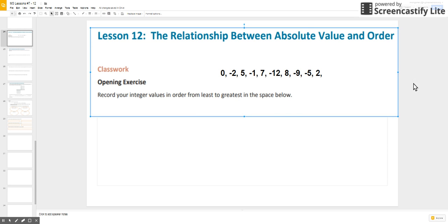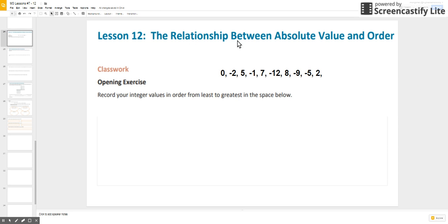All right, hello students. Today we're moving on with lesson 12, the relationship between absolute value and order. You won't see these numbers here on your page. These are the numbers we're going to use in just a moment, so I'll put them up here to make it easier for us. The opening exercise says, record your integer values in order from least to greatest in the space below.